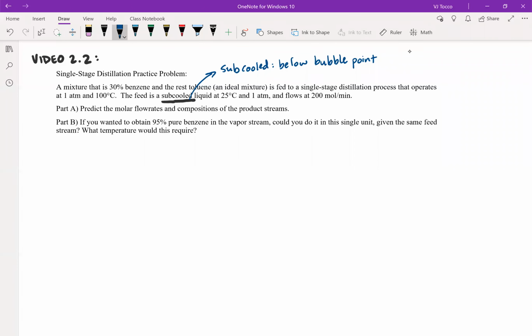All right, so the first step to solving any chemical engineering problem is to draw a process flow diagram. So I want you to pause the video now and see if you can draw a process flow diagram, incorporating all of the necessary information from the problem statement into your diagram.